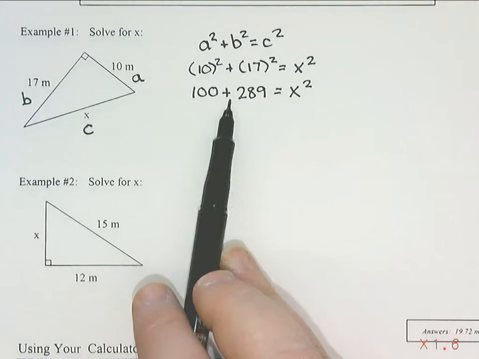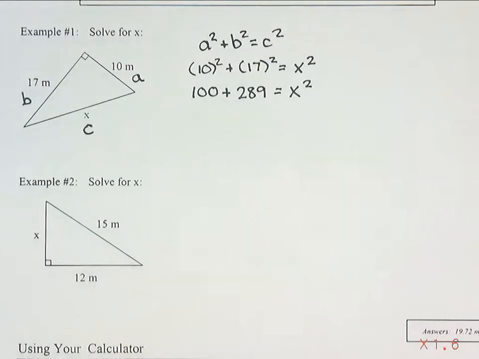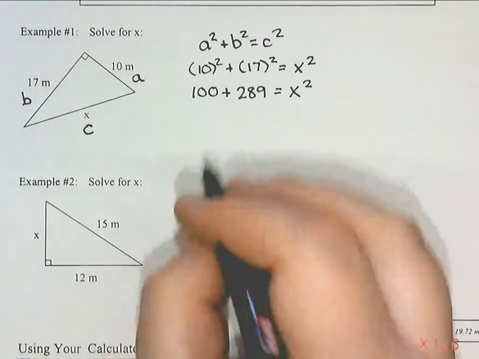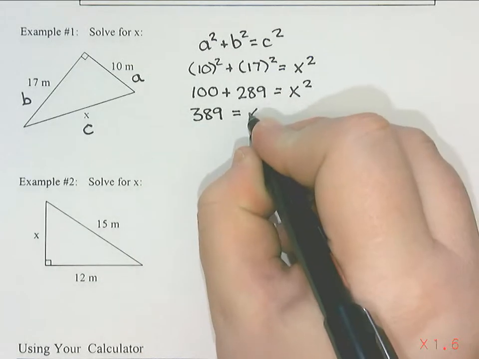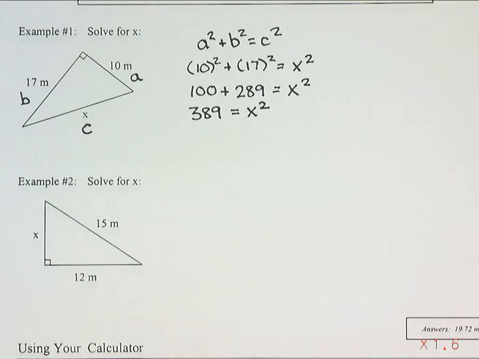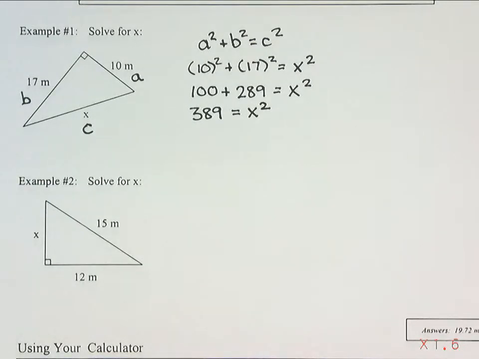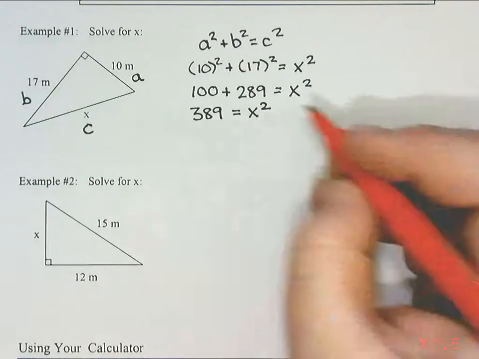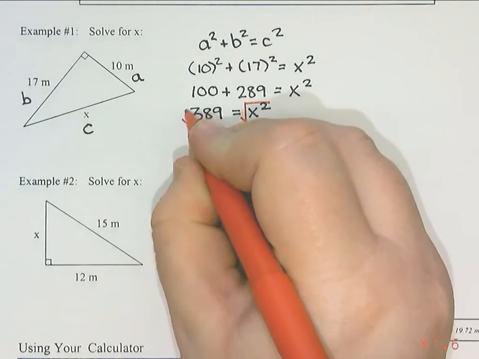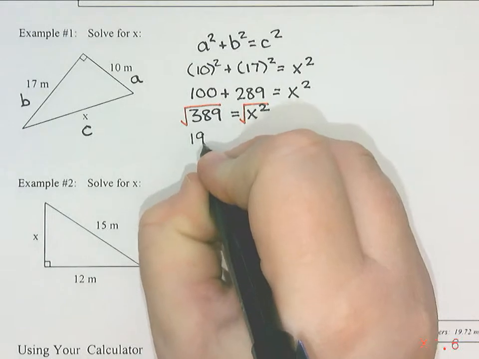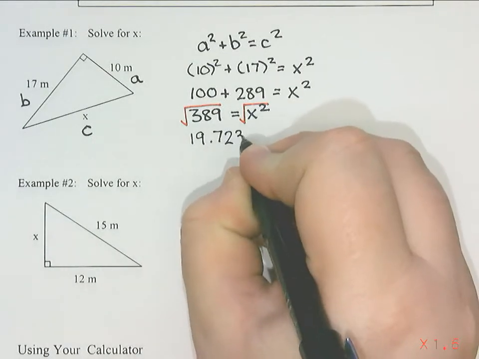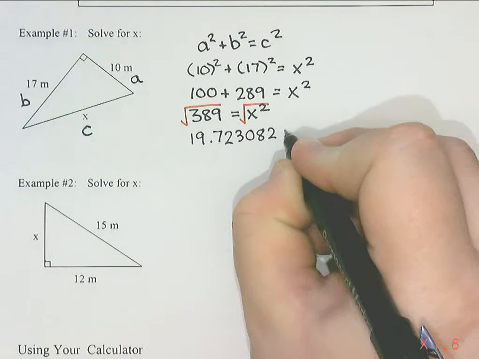I notice that there is a plus sign in between the two numbers, so I'm going to add those two together to get 389 equals x squared. To undo the square and get it to the opposite side, we do the opposite of a square, which is a square root. We take the square root of 389, and I get an answer of 19.72308292.